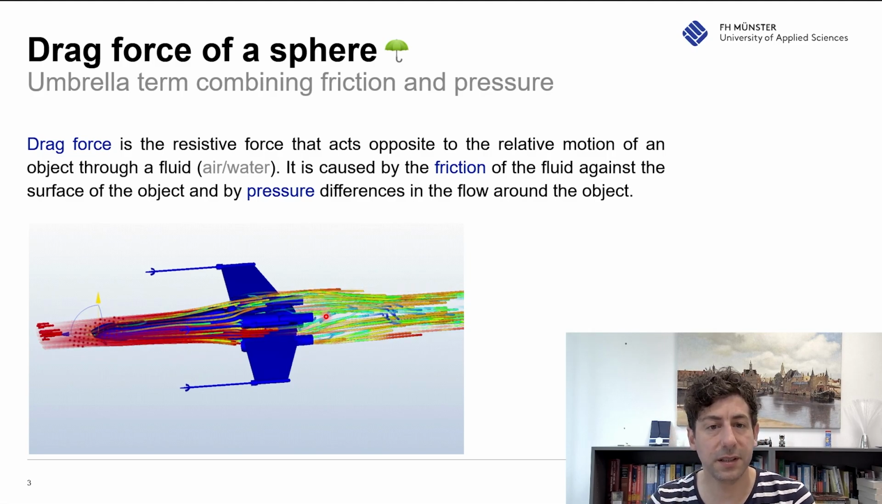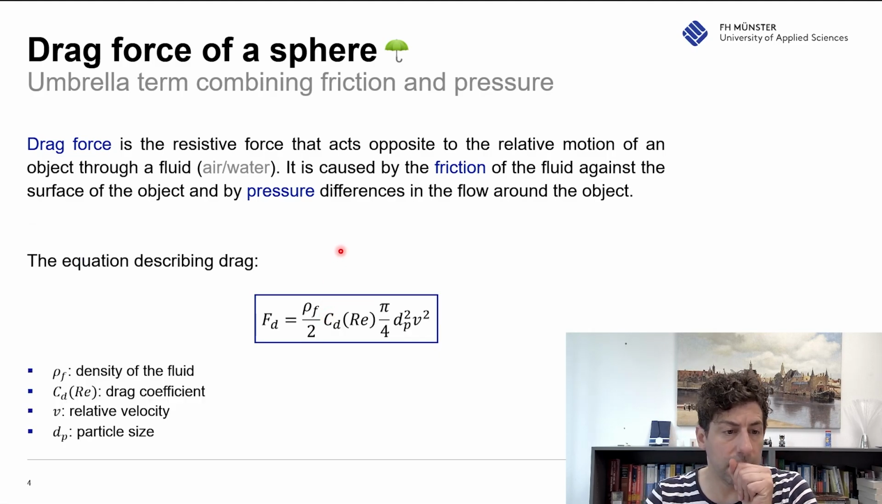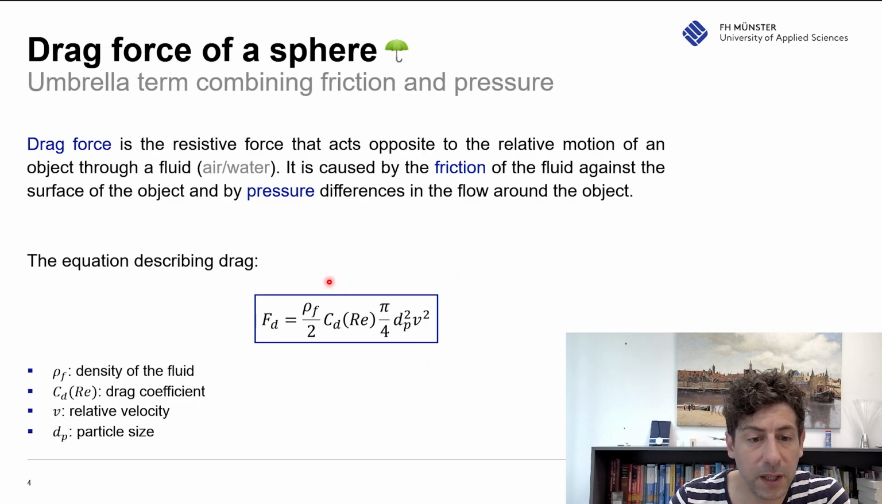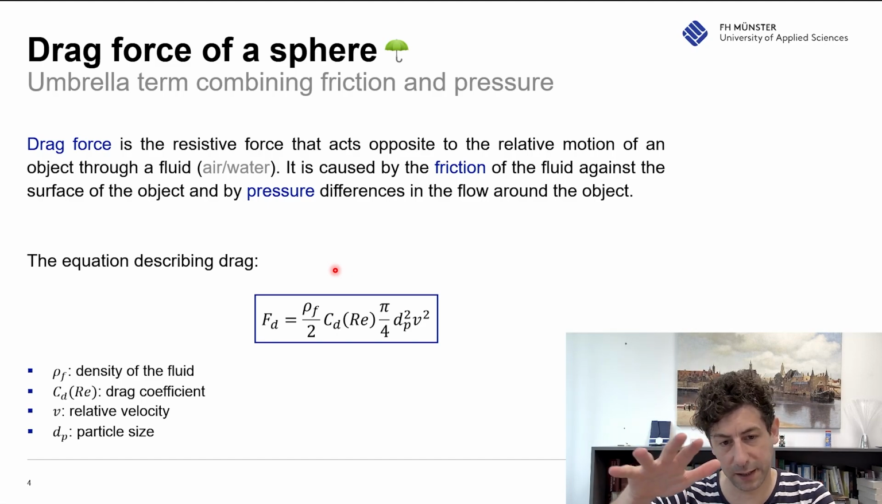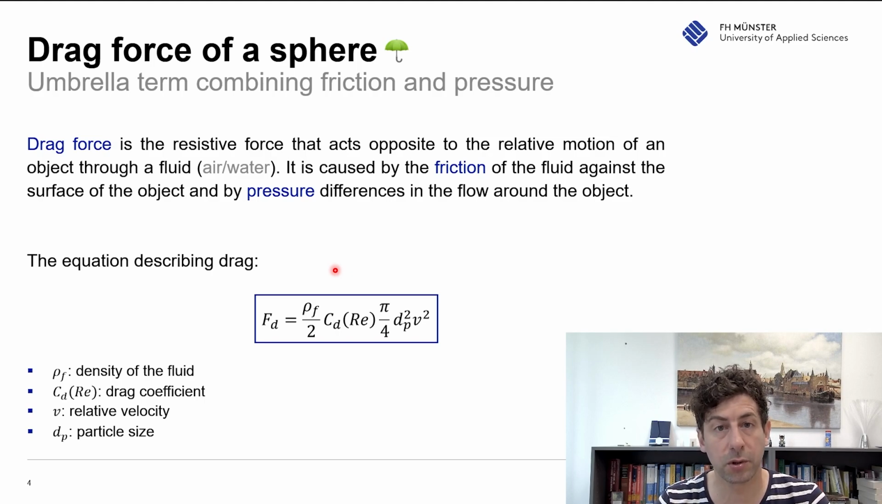Okay, so this is very general about drag force, and we have a fundamental equation describing this drag force, and this equation is different than in the last video where we calculated the settling velocity, and after this video you also understand why. So the drag force consists of the density of the fluid divided by 2. So this is the density of air, the density of water. Then we have the drag coefficient, and this is the key variable basically, because the drag coefficient is a function of the Reynolds number, and we don't know the function, right?